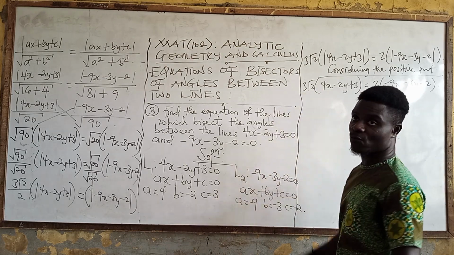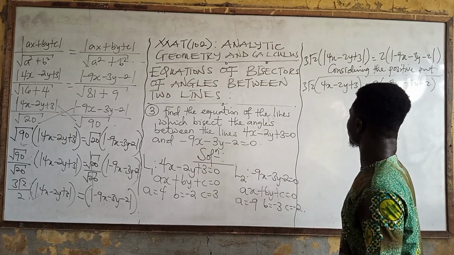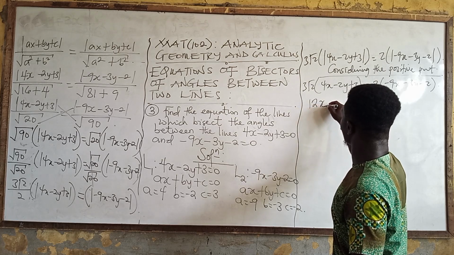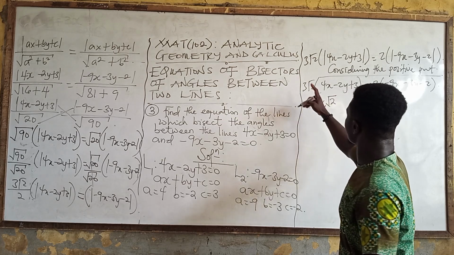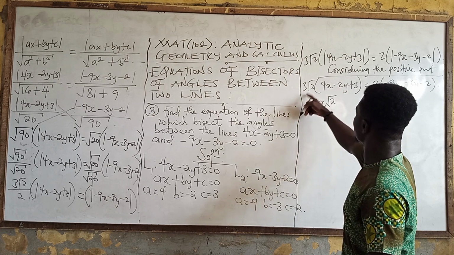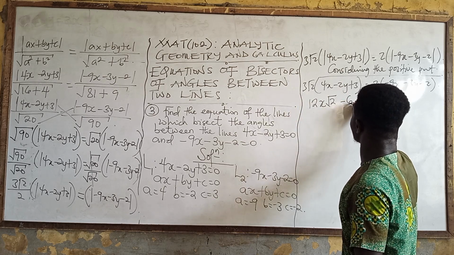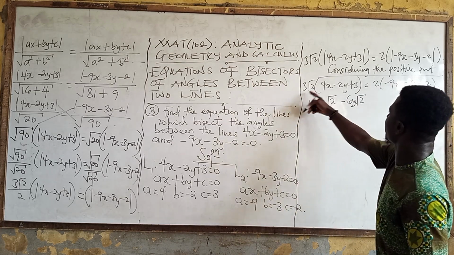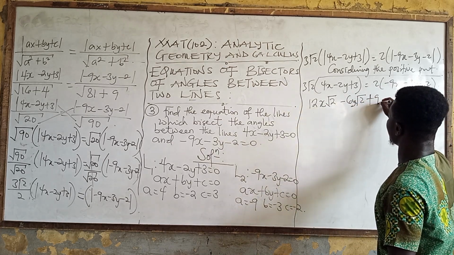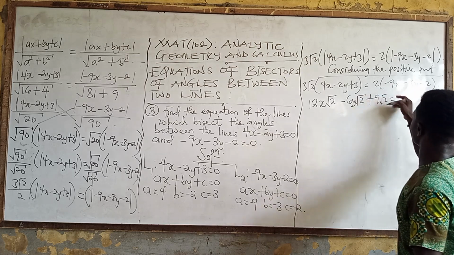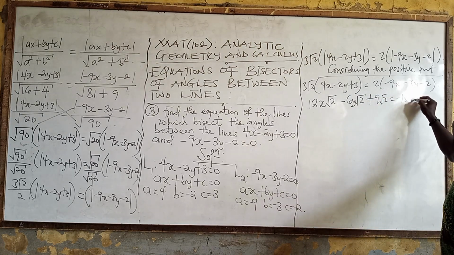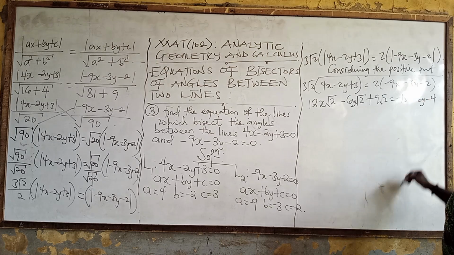3 root 2 times 4. Don't forget the 3. So 4 times 3 we get 12x root 2. 3 root 2 times 2, 2 3 is 6. So we have negative 6y root 2. Then 3 times 3 we get 9 root 2 equals, we have negative 18x. Right, 2 9 is 18, then 6y and 4.